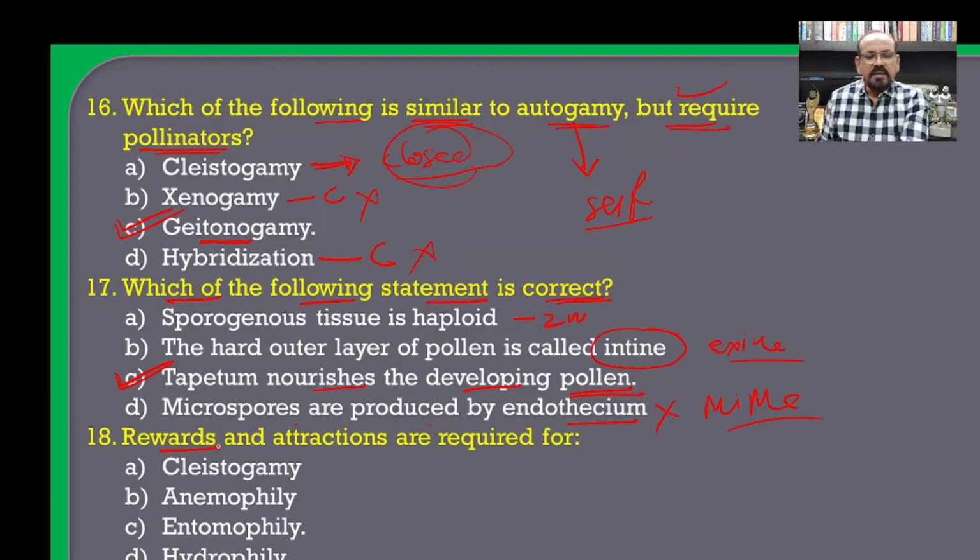Rewards and attractions are required for. When you study the rewards and attractions for the pollinators, you will find that there is a need of such rewards and attractions for pollination in entomophilous plants. Hence for entomophily there is a need of rewards and attraction so that the insect can be attracted towards the flower for the transfer of pollen grain from one plant to another plant or from one flower to another.